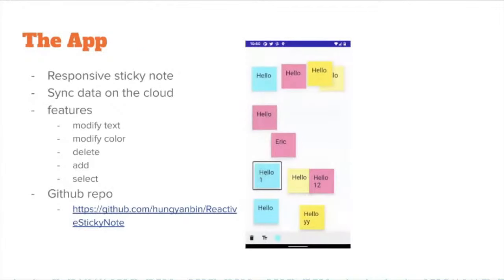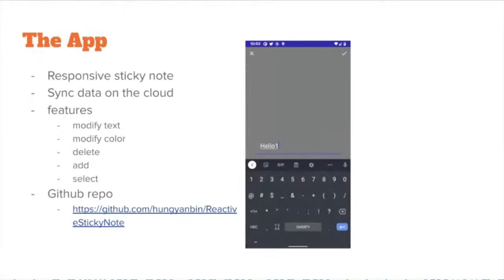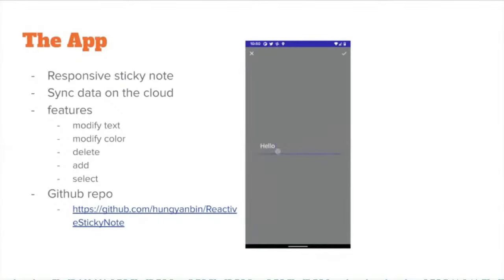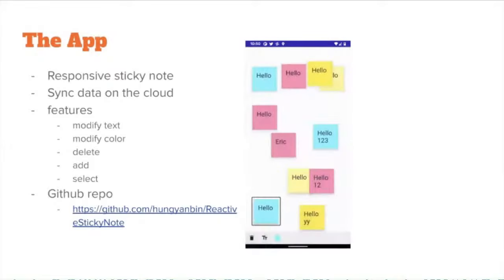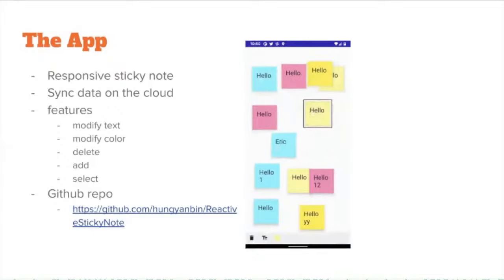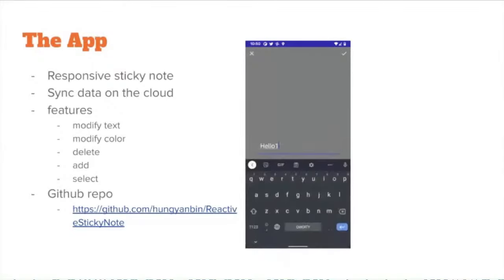The app I'm going to introduce today is a responsive sticky note app. As you can see on the screen, there are many sticky notes, and you can modify them, create them, and delete them. And this app is cooperative. So it means other people can also do the same actions with you and collaborate with you on the same board, which means all this data is on the cloud. You can check out the detailed code at this repo link.